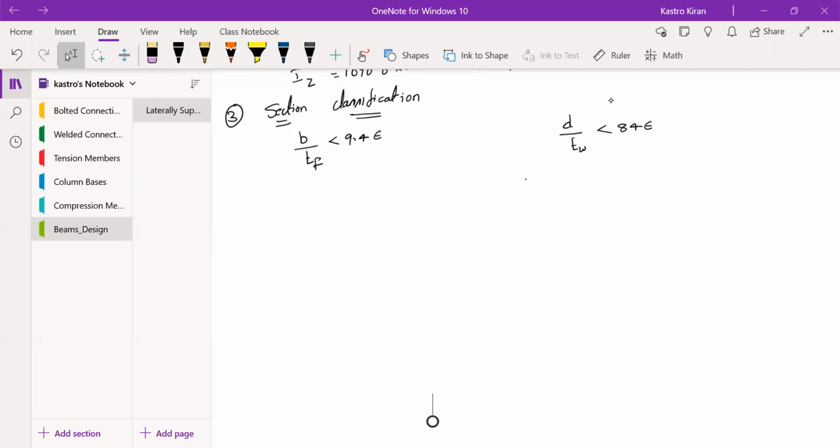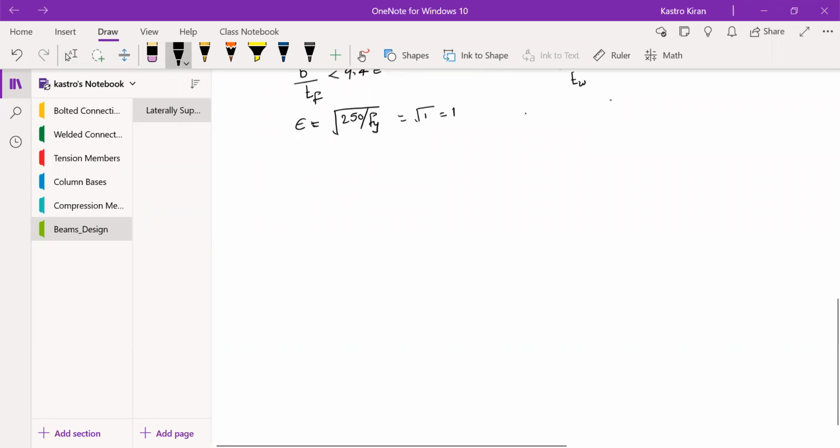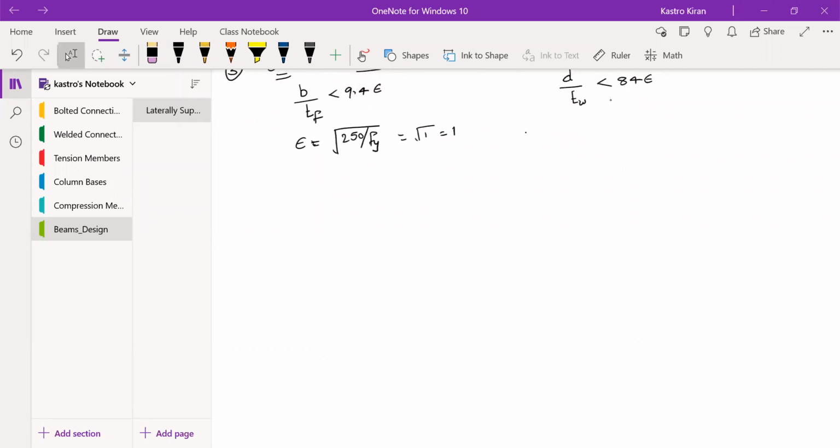So what is this epsilon? Let's find out the value of epsilon initially. Epsilon equals under root 250 by Fy, where the Fy value is 250. So therefore 250 by 250 will give you 1. Therefore under root 1 equals 1. Okay, that's clear.